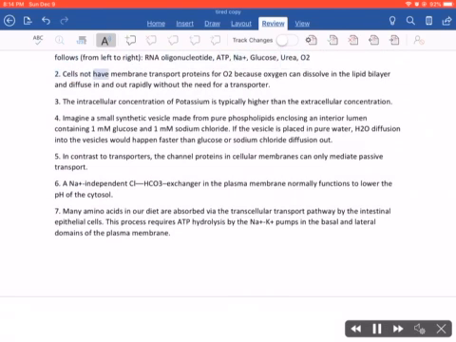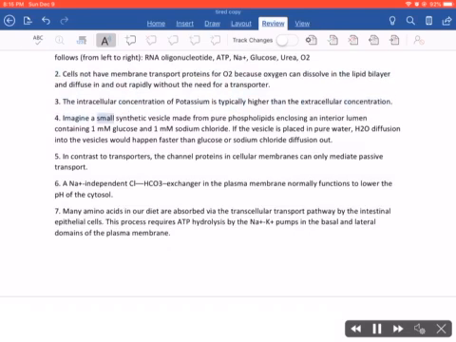2. Cells do not have membrane transport proteins for O2 because oxygen can dissolve in the lipid bilayer and diffuse in and out rapidly without the need for a transporter. 3. The intracellular concentration of potassium is typically higher than the extracellular concentration.